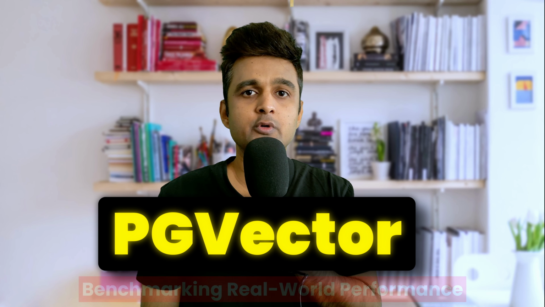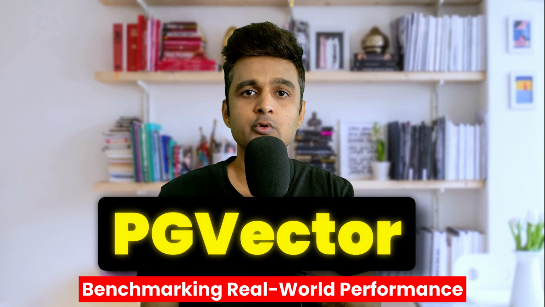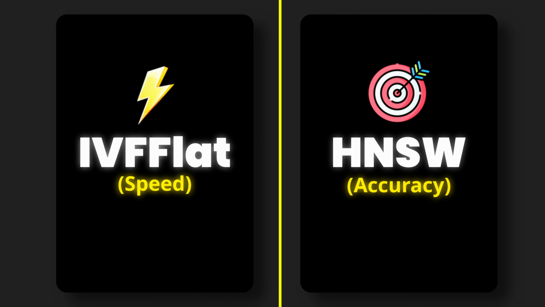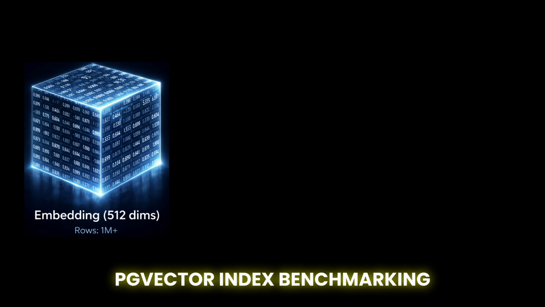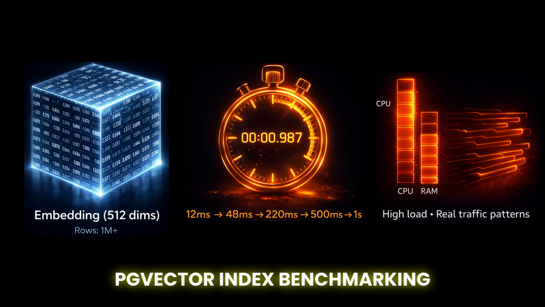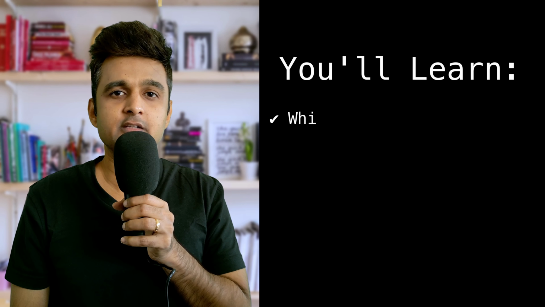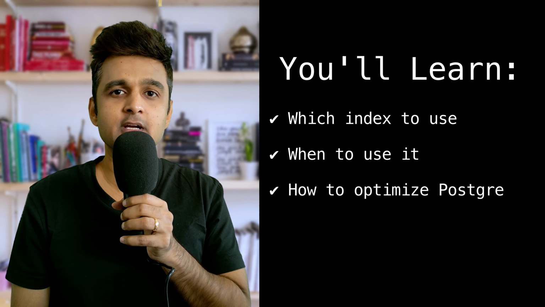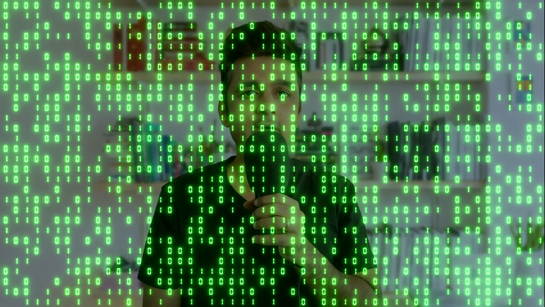In this tutorial, we are going to put PGVector to the test, comparing two powerful index types, IVFFlat and HNSW. We will compare benchmarks on a large embeddings table, measure query time, and see how each index performs under pressure. By the end of this video, you will know exactly which index to use, when to use it, and how to make PostgreSQL fly through millions of vectors like it's nothing.